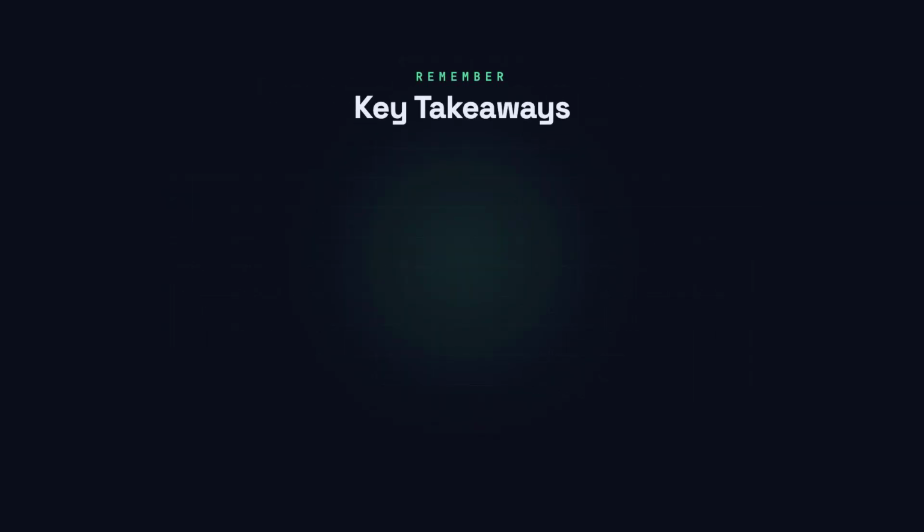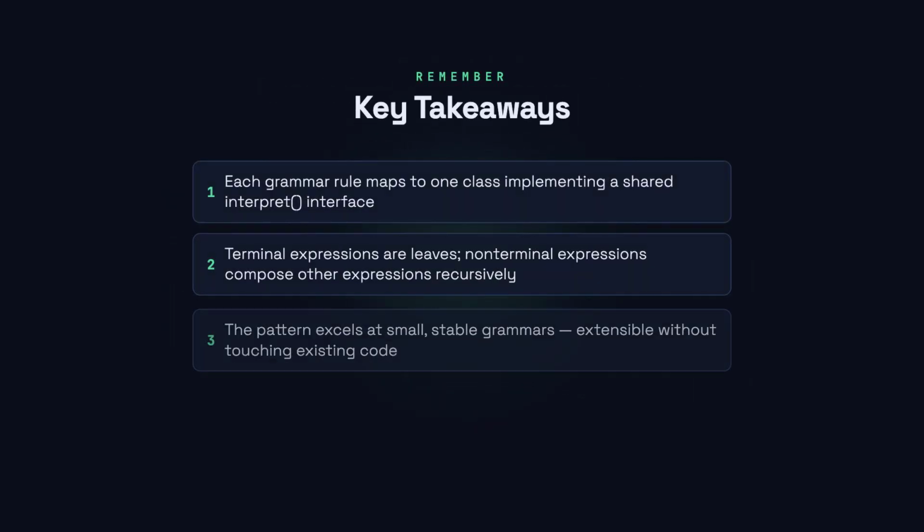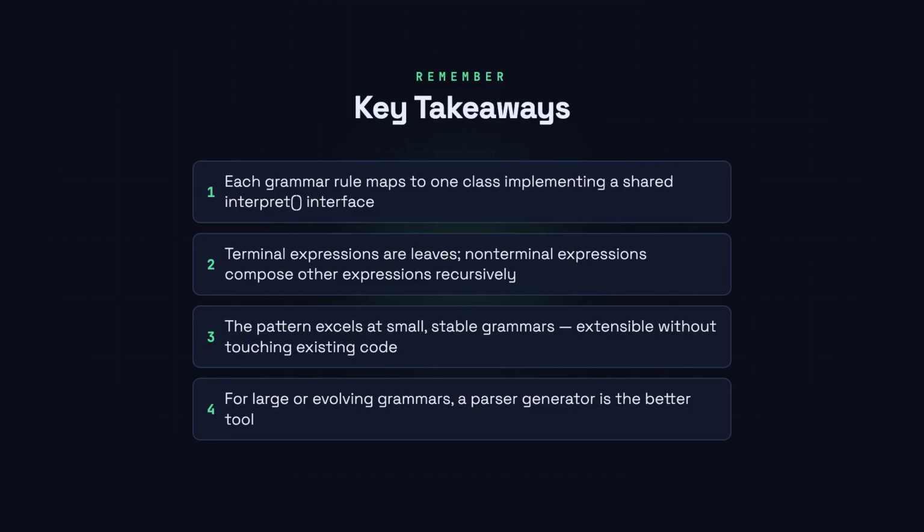To sum up, the interpreter pattern gives every grammar rule its own class, all sharing a single interpret method. Leaf rules are terminal expressions, compound rules are non-terminal expressions that call interpret on their children. The result is a clean, extensible design for small languages. When the grammar grows large or needs to parse raw text, reach for a dedicated parser instead. That is the honest trade-off this pattern carries.